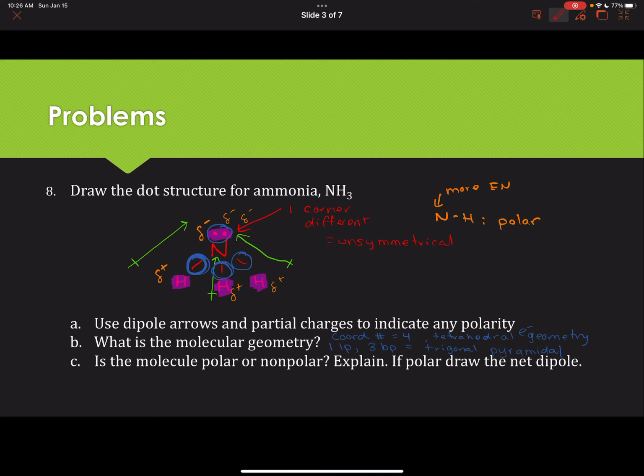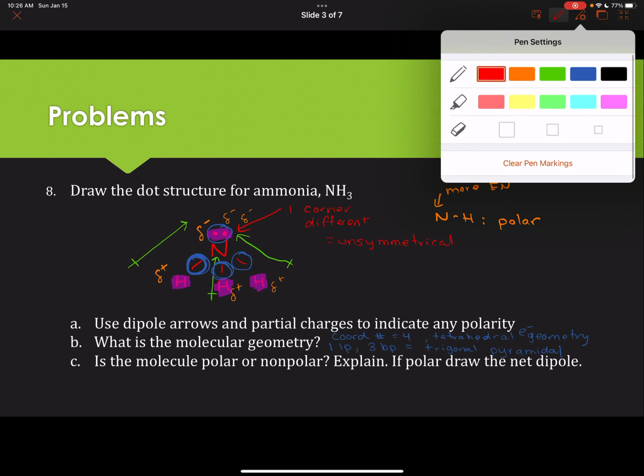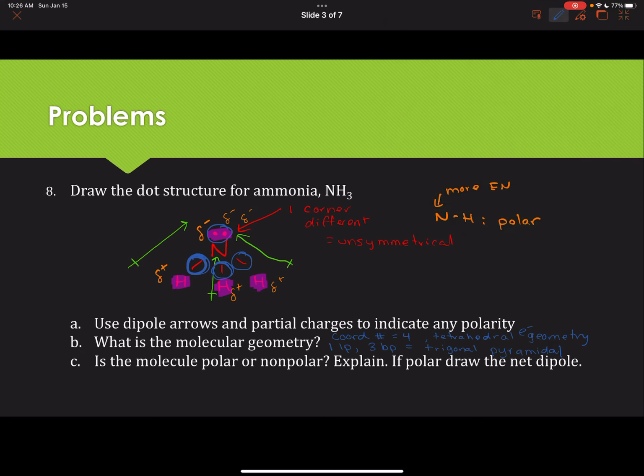So when we look at polarity, we can look at two things. We can look at our dipole arrows, and we can see whether or not our dipole arrows are creating a net dipole. So to have a net dipole, our arrows have got to be pointing in a general direction. If we look, all of our arrows are pointing to the top of that nitrogen. So that gives me a net dipole. So based on that, I could judge that this is polar.